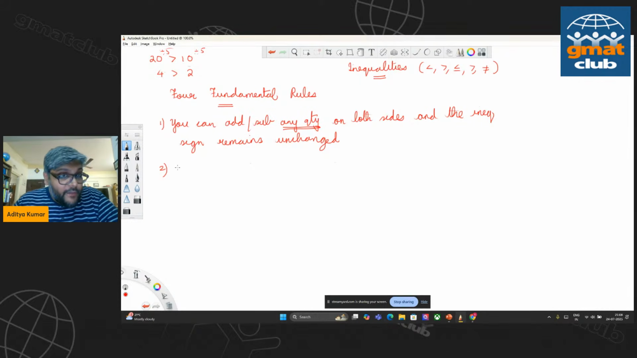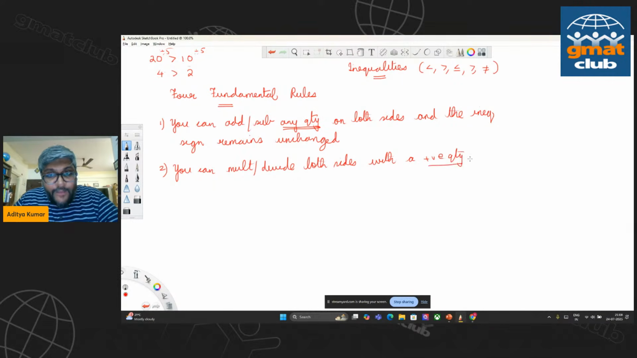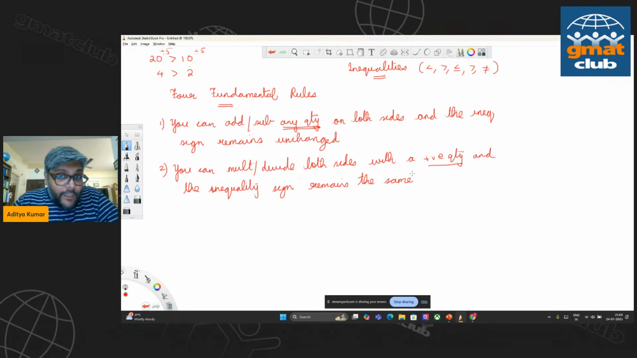So the second of the fundamental rules says you can multiply or divide both sides of an inequality with a positive quantity, and the inequality sign remains the same. You can multiply or divide both sides with a positive quantity. If you know that the sign of the quantity is positive, you can multiply or divide both sides.